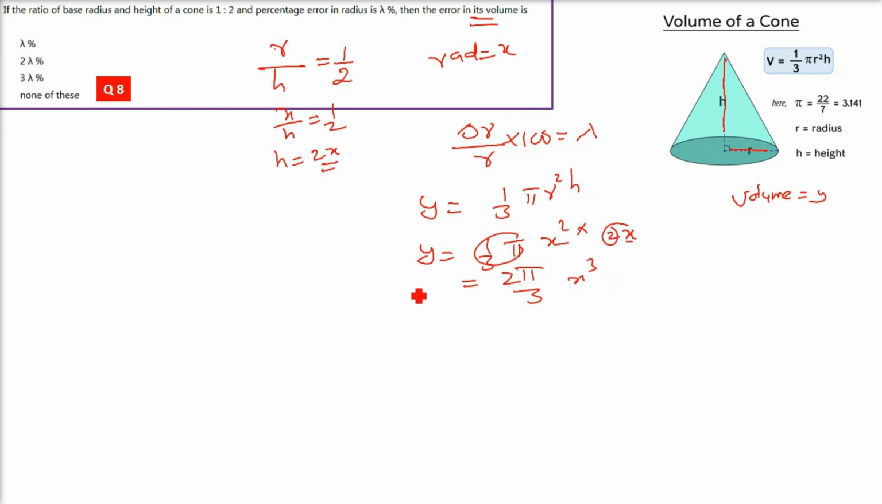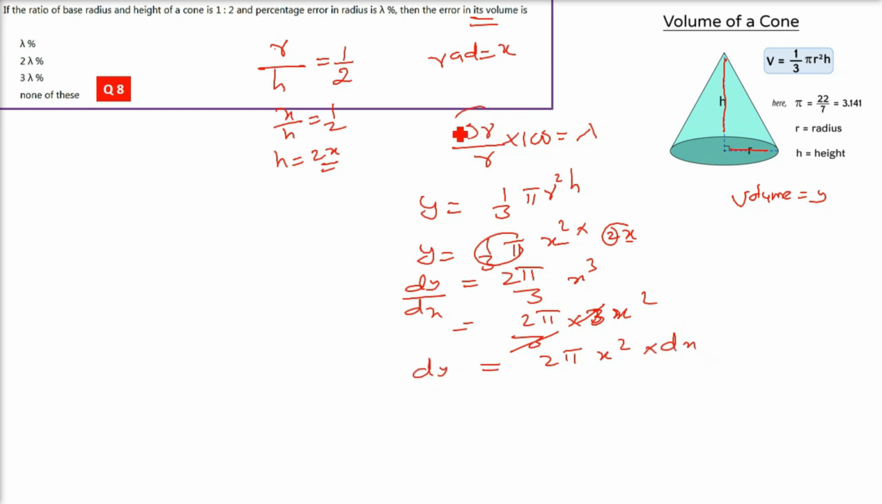Please remember, this is our final y. Now I am differentiating dy by dx, so it will be 2 pi by 3. x cube will be 3x square. 3 gets cancelled. You have 2 pi x square. This is your dy by dx. dy by dx is 2 pi x square. And dx goes on the right.